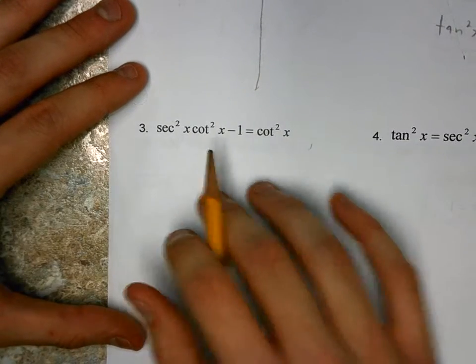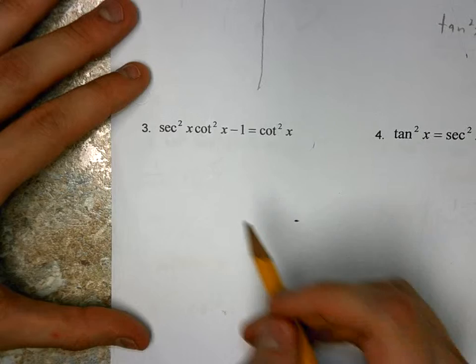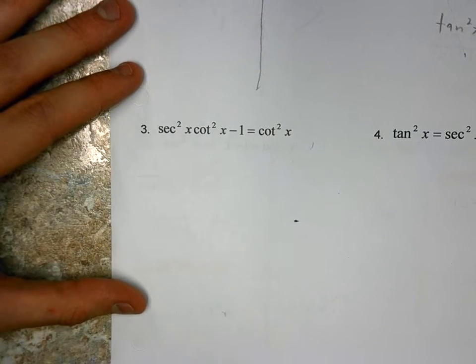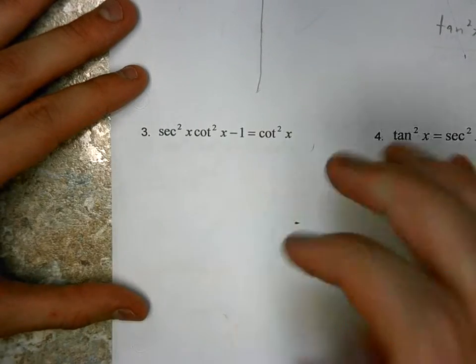Okay, I'm going to do 3 and 4, and then you guys are going to try a couple. Does something jump out at you? Back right corner, anything jump out at you guys that says identity?